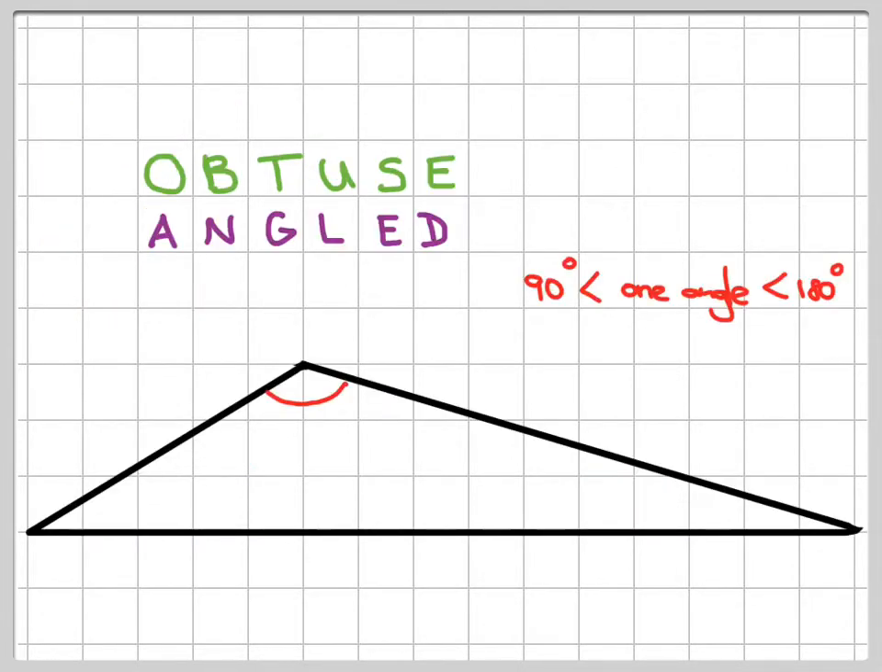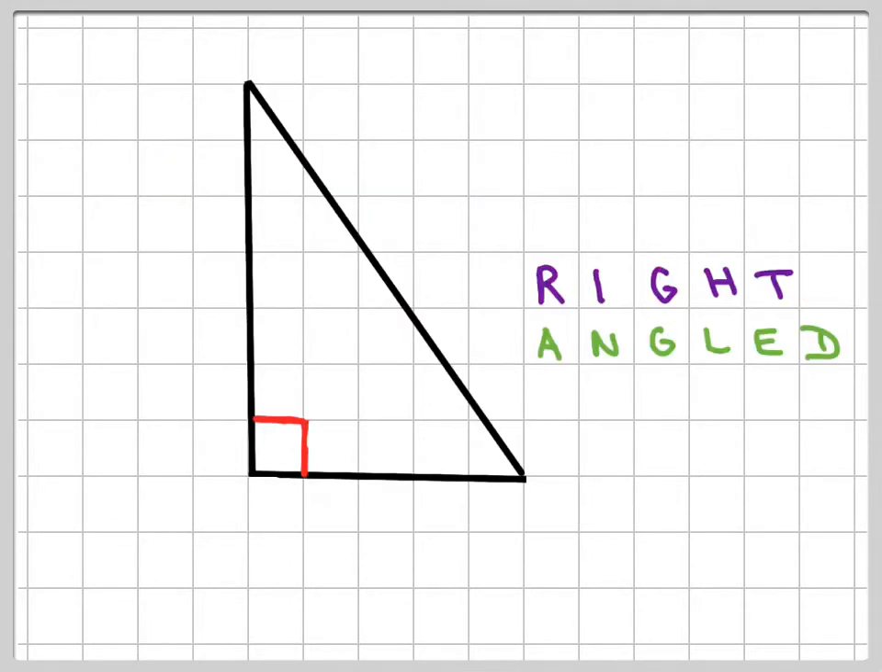Okay. An obtuse angled triangle will have one angle that is obtuse. Obtuse being the angle is greater than 90 but less than 180. Remember our revision from obtuse angles in previous lectures. Okay, so that's an obtuse angled triangle.